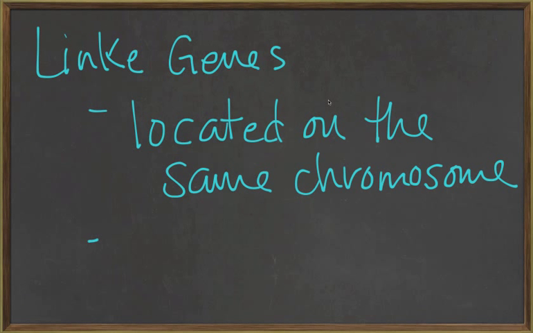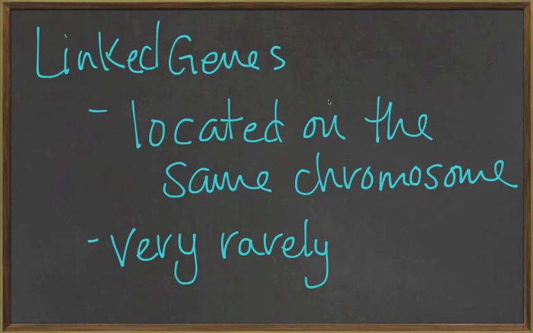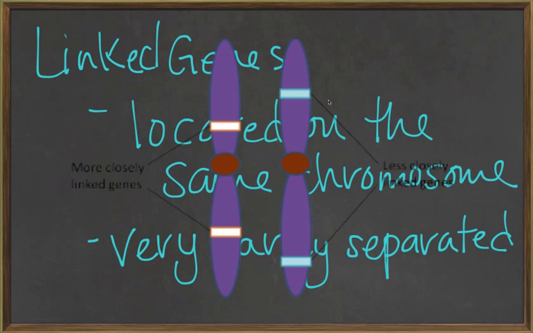This is probably the biggest part of a linked gene: they are very rarely separated. In the picture that you're looking at, this is a linked gene for red hair and freckles. I don't think I've ever met a red-headed person that does not have freckles and vice versa. It is something that is always together. In order for this to happen, these two genes have to be relatively close to each other because they are very rarely, if ever, separated.